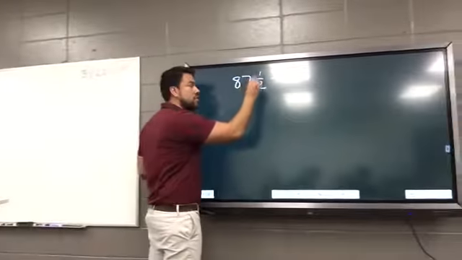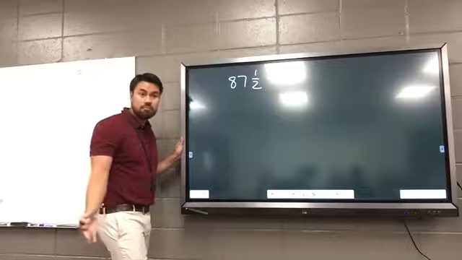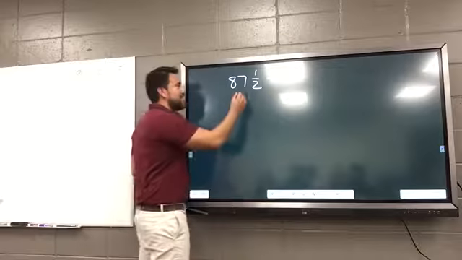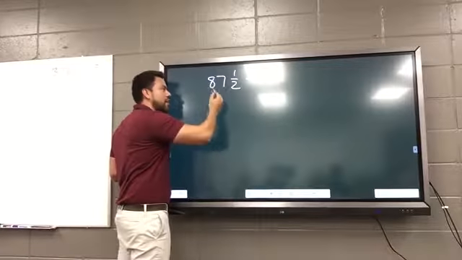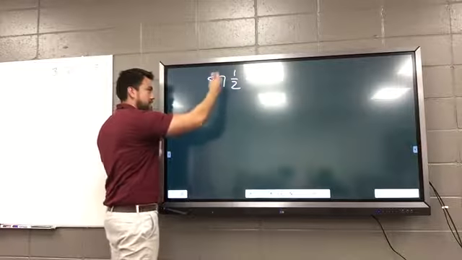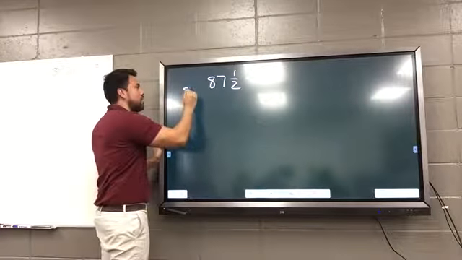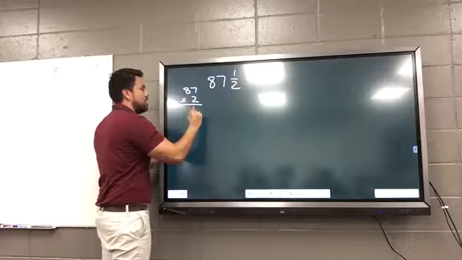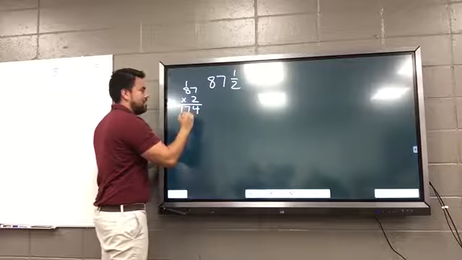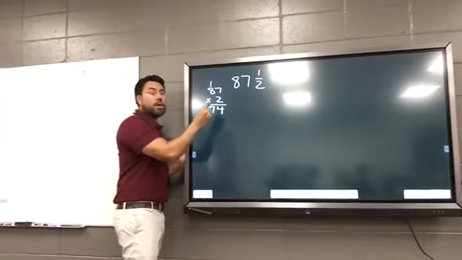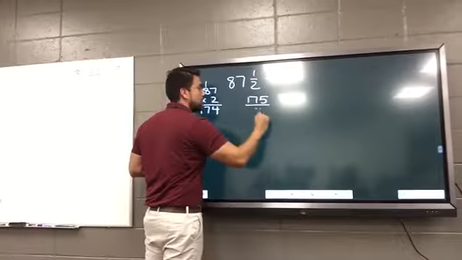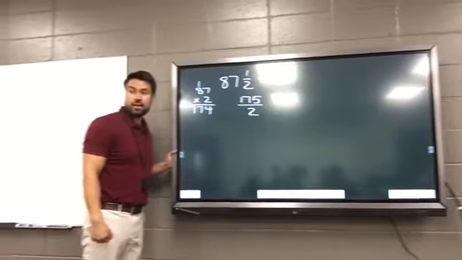This is my problem. If you don't get this, it's hard to understand it when you have to do it in your homework. I'm going to do stay, change, flip. Am I allowed to do that? Yes. Okay, can anyone turn that into an improper fraction? That's probably the hardest part about this math. What's 87 times 2? 174. 174 plus 1 is 175. So it's 175 over 2. You guys agree with that?